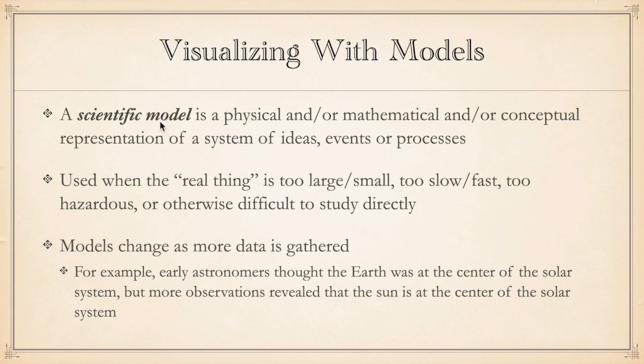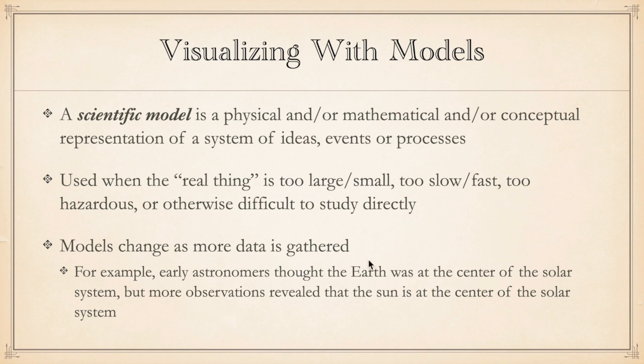Visualizing with models. A scientific model is a physical, mathematical, or conceptual representation of a system of ideas, events, or processes. So this could be physical, it could be a mathematical model, it could be a conceptual model, which is like a description, could be a computer model, etc. These are used when the real thing is either too large or too small, too fast, too slow, too hazardous, or otherwise difficult to study directly. So we use models.